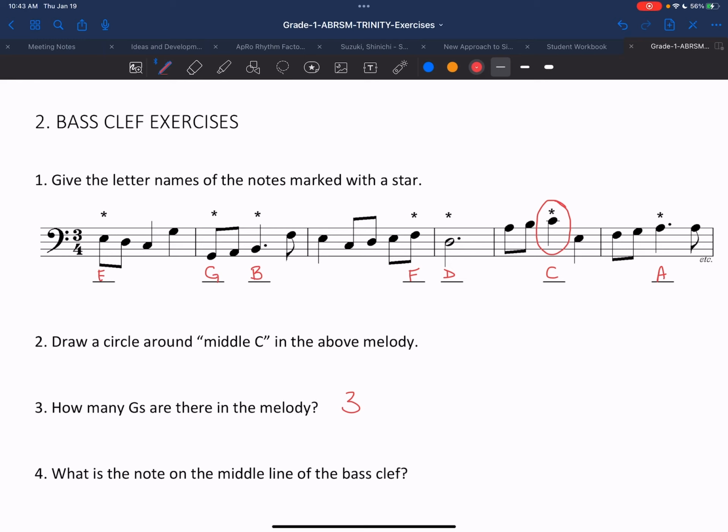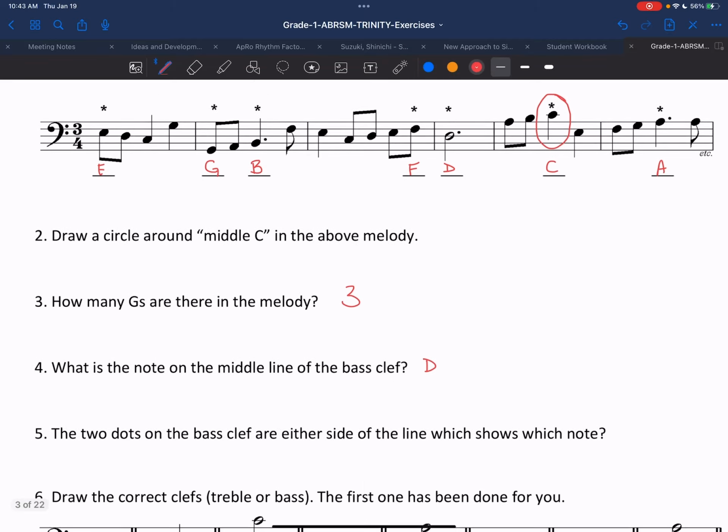What is the note on the middle line of the bass clef? So that's asking us for this line right here. On the bass clef, we have G, B, D. So our correct answer is D.